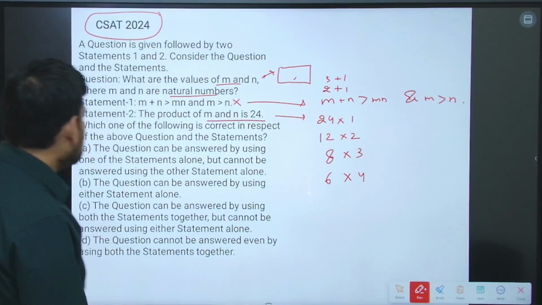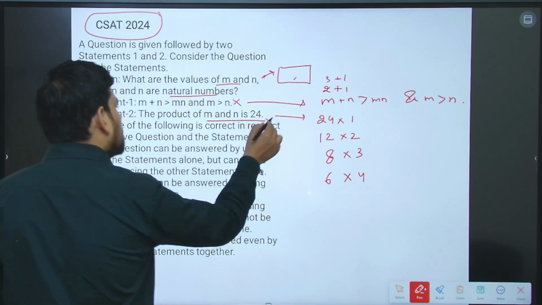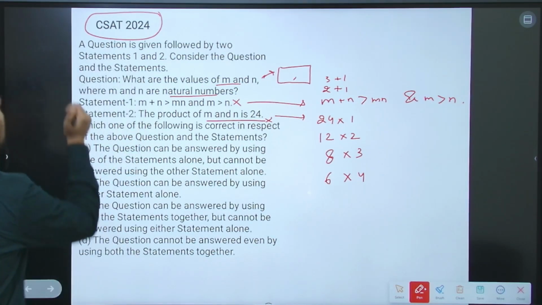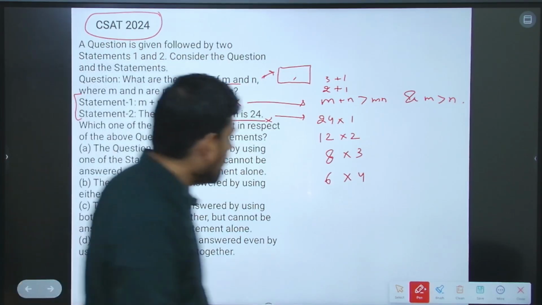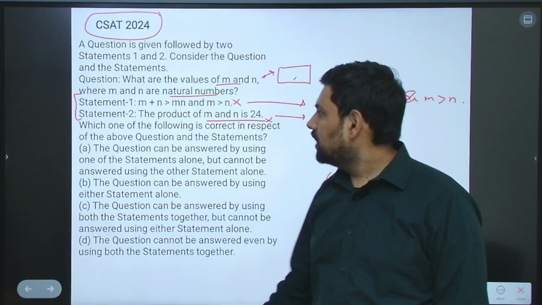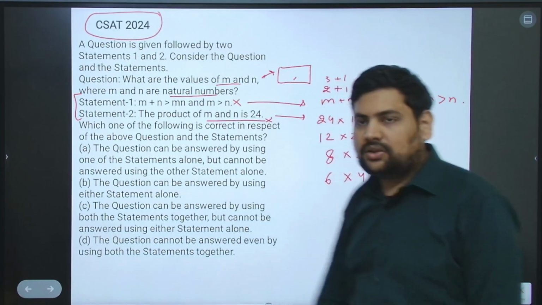Now if you see, is this enough? No, this is not giving you a unique answer. So 1 and 2 alone are not enough. Let's try the combination of both of them. Now it says m plus n has to be greater than mn, and m is greater than n. So let's try to do this.